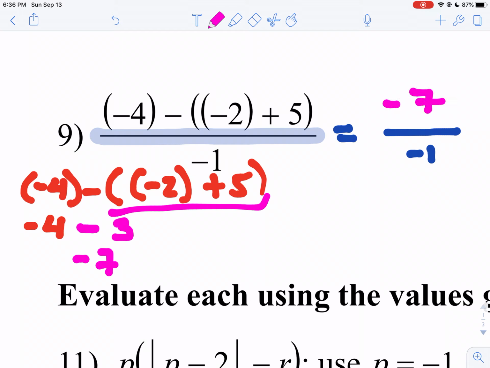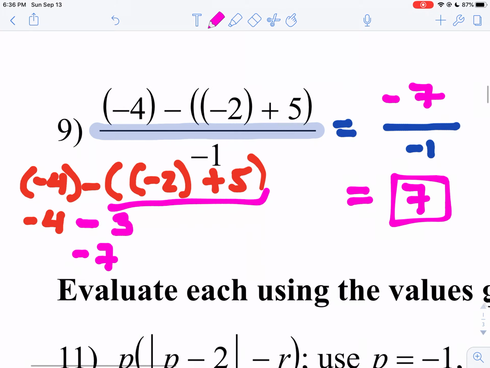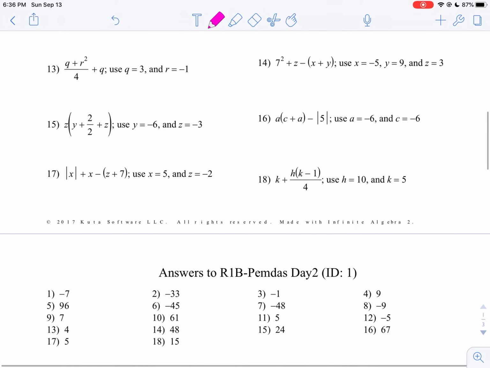Once you get a single number on the top and a single number at the bottom, you want to simplify. A -7 divided by a -1 is a +7. Let's check to see if that's the answer. Let's go down to number 9. Number 9 is the answer 7, and it is. So we got that one correct.